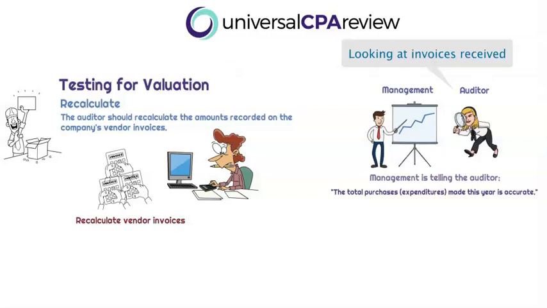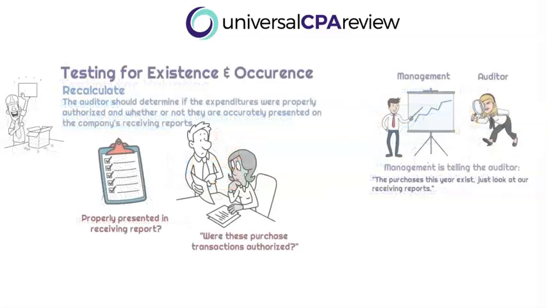Are we paying the correct amount? Are we paying the total amount? Is this net or gross of the total receipt? Maybe a discount was applied. So ultimately, the auditor should just recalculate the amounts that are reported in the company's vendor invoices. All right, so this is also known as a recalculation procedure. That's going to confirm some numbers.